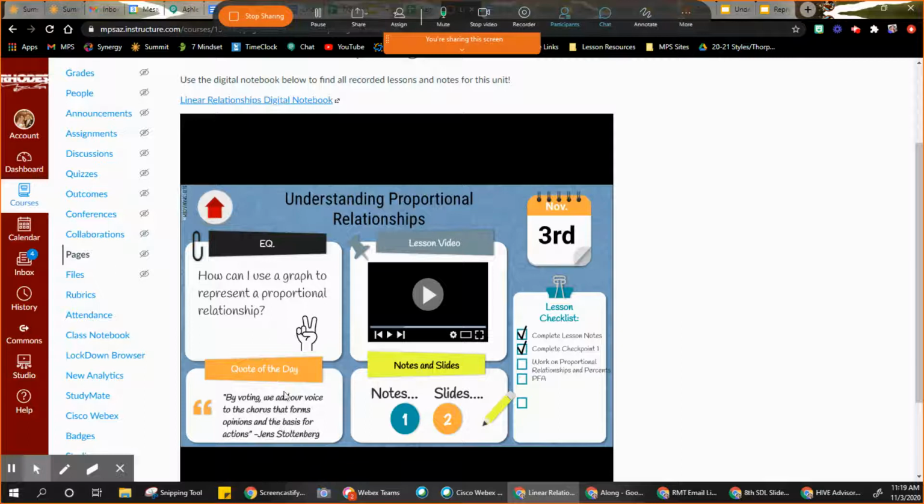Then you'll also see the quote of the day down here. Today it says, "By voting, we add our voice to the course that forms opinions and the basis for actions." And that's because today is election day.